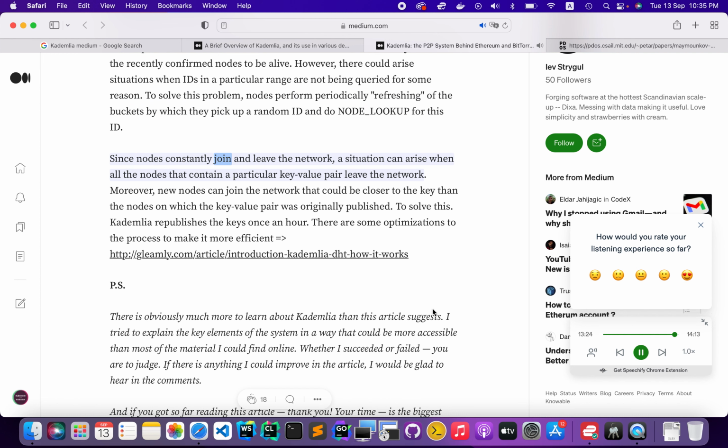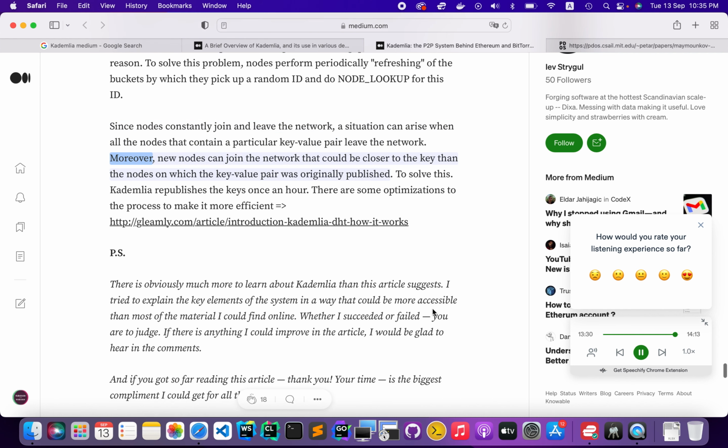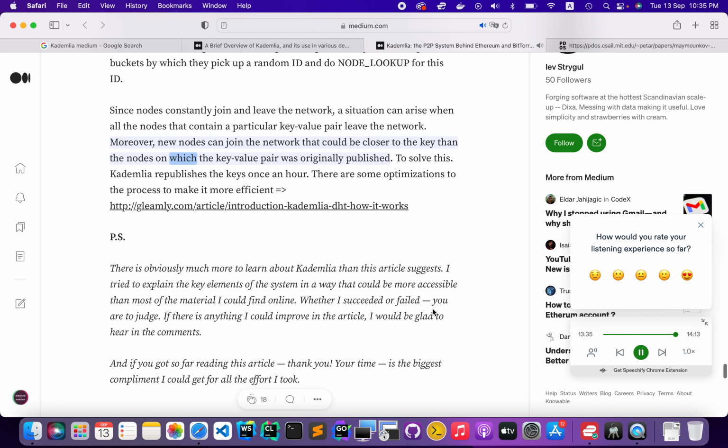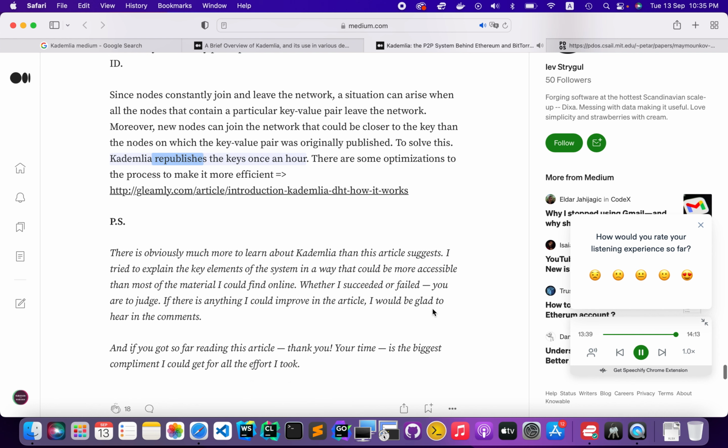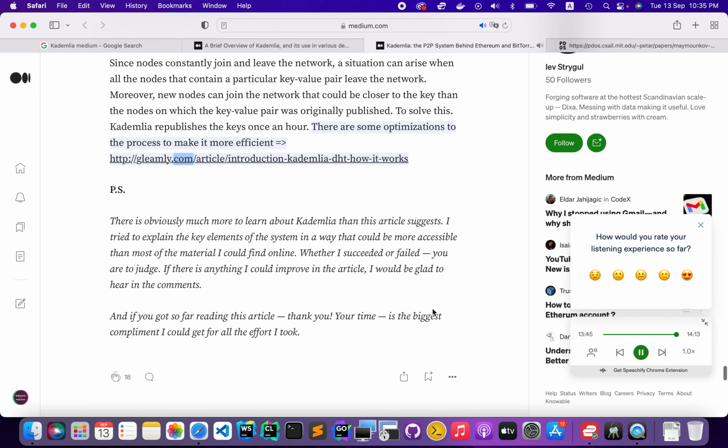Since nodes constantly join and leave the network, a situation can arise when all the nodes that contain a particular key value pair leave the network. Moreover, new nodes can join the network that could be closer to the key than the nodes on which the key value pair was originally published. To solve this, Kademlia republishes the keys once an hour. There are some optimizations to the process to make it more efficient.